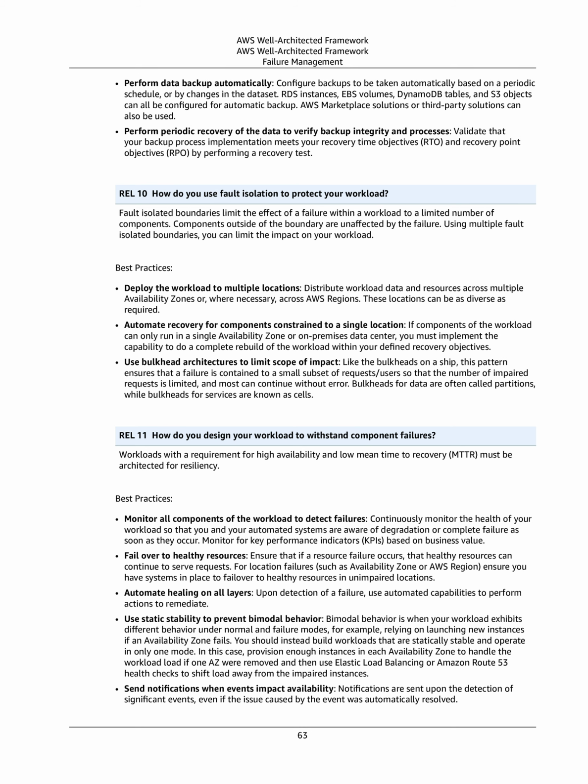Use static stability to prevent bimodal behavior. Bimodal behavior is when your workload exhibits different behavior under normal and failure modes, for example, relying on launching new instances if an availability zone fails. You should instead build workloads that are statically stable and operate in only one mode. In this case, provision enough instances in each availability zone to handle the workload load if one AZ were removed, and then use Elastic Load Balancing or Amazon Route 53 health checks to shift load away from the impaired instances. Send notifications when events impact availability. Notifications are sent upon the detection of significant events, even if the issue caused by the event was automatically resolved.